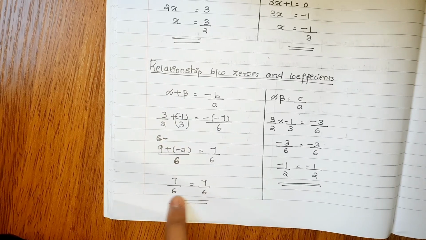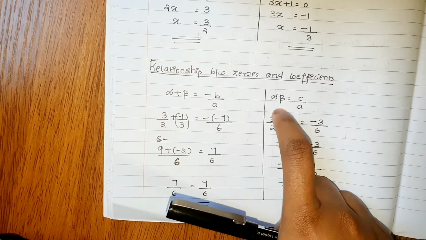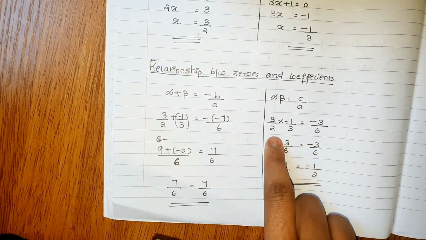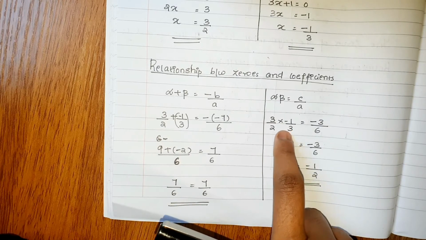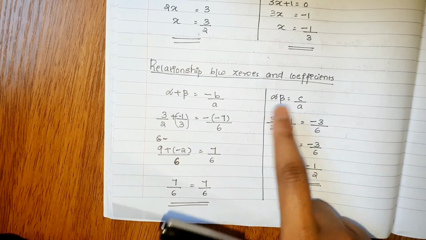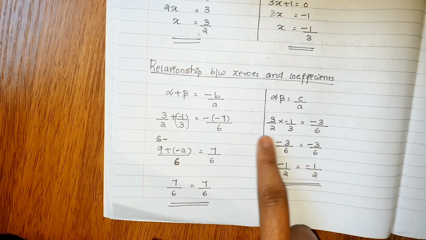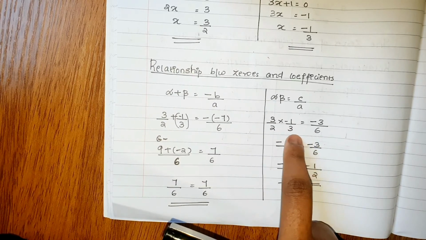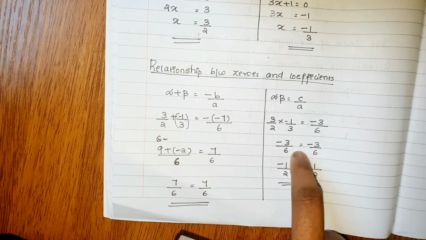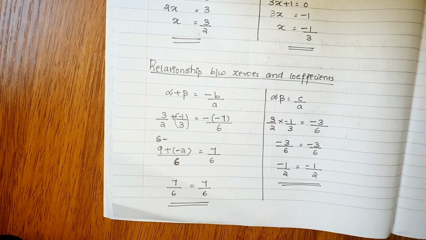So both are same. Next is alpha into beta is equal to c by a. Alpha into beta means 3 by 2 into minus 1 by 3 is equal to minus 3 by 6. If you multiply these two terms, it will become minus 3 by 6, that is equal to minus 3 by 6. That is minus 1 by 2 is equal to minus 1 by 2.